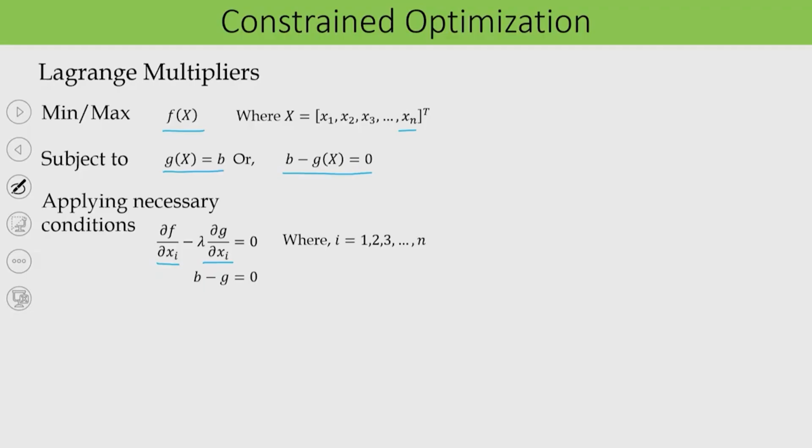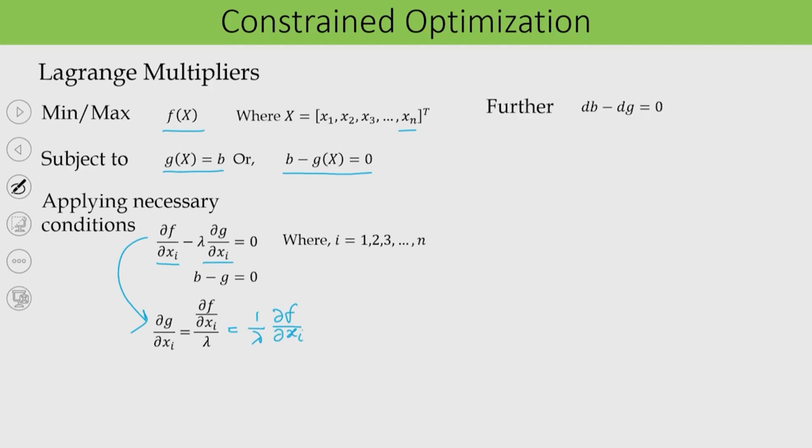I am not writing the x here, but this is g(x), so b minus g(x) equals 0. Now, from the first equation I can write that del g by del x_i is equal to del f by del x_i divided by lambda. So, del g by del x_i equals 1 by lambda times del f by del x_i.